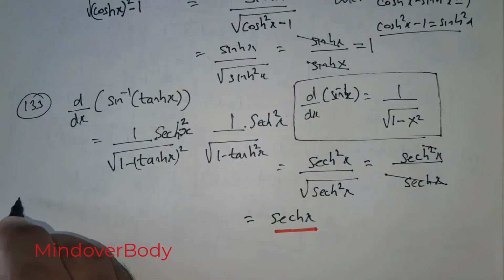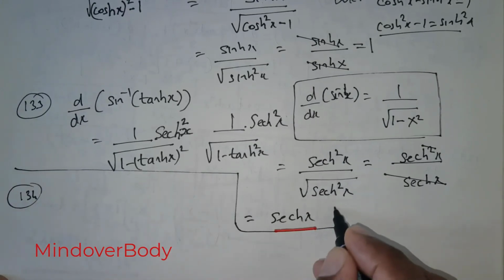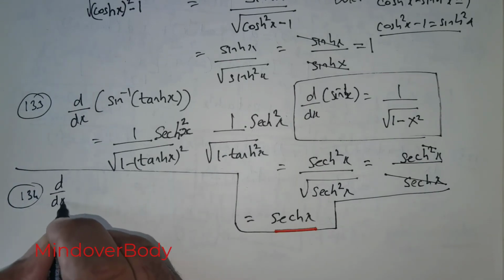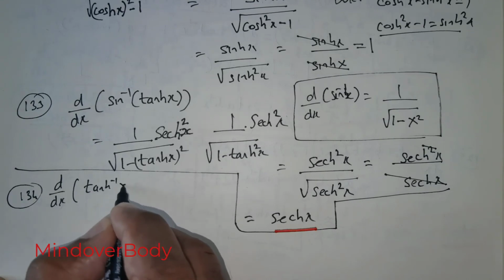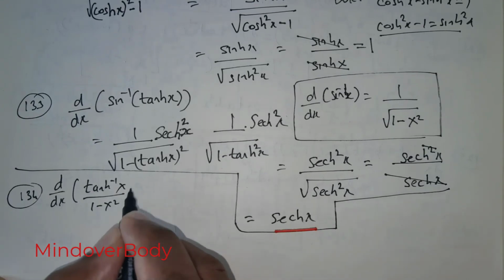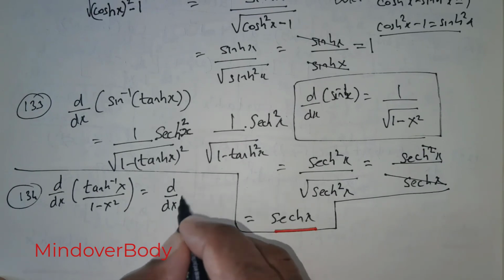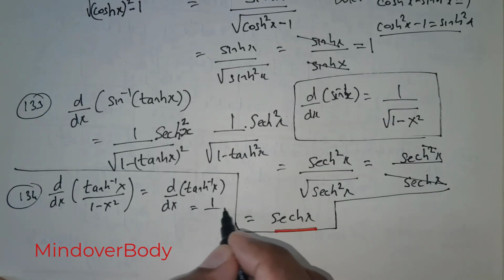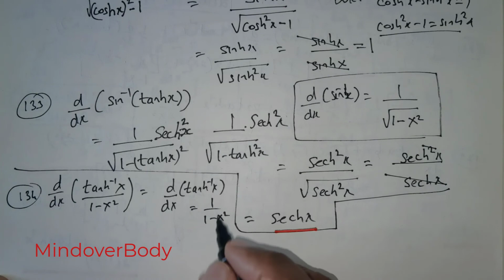So let's do question number 134. I will be using this space that is present here. We are expected to find d over dx of hyperbolic tan inverse of x divided by 1 minus x squared. Before we could do this, it is imperative to know that the derivative of hyperbolic tan inverse of x is 1 over 1 minus x squared. So we will be using this result.